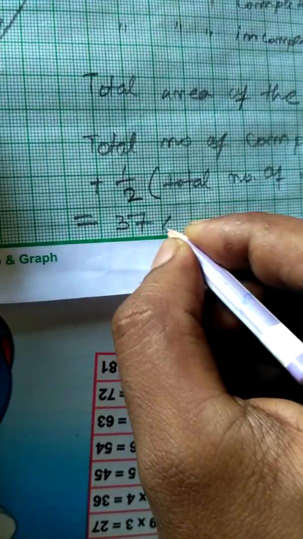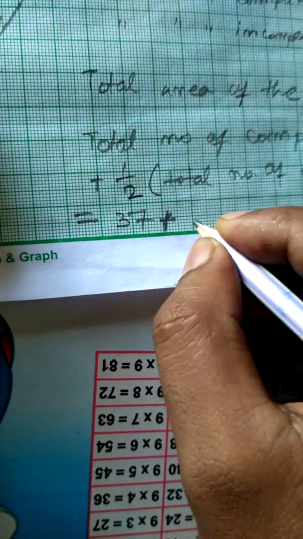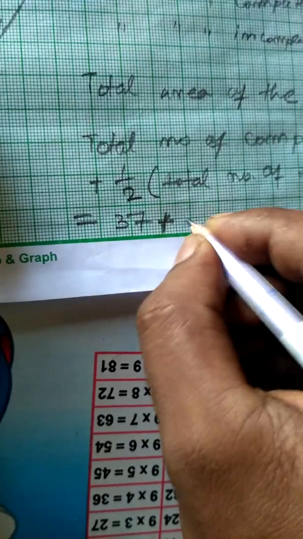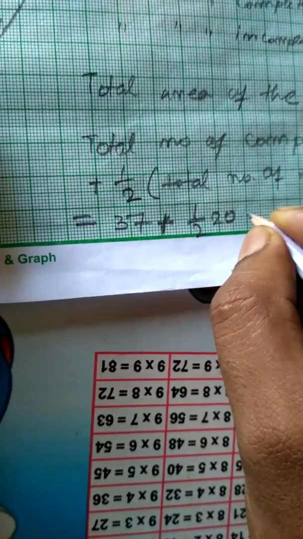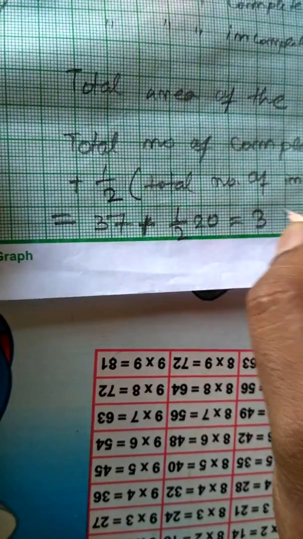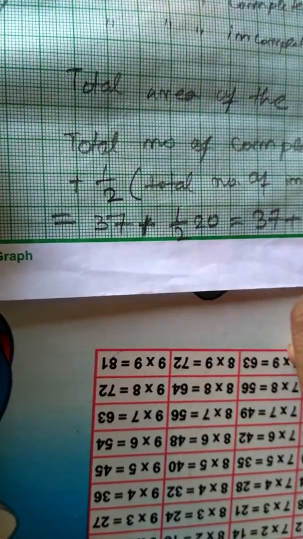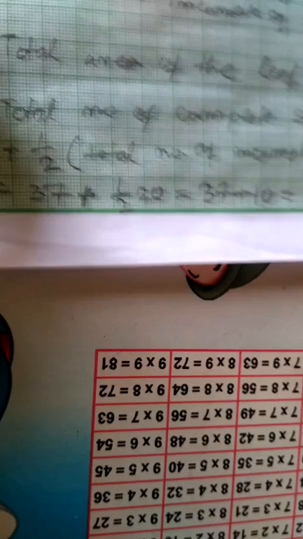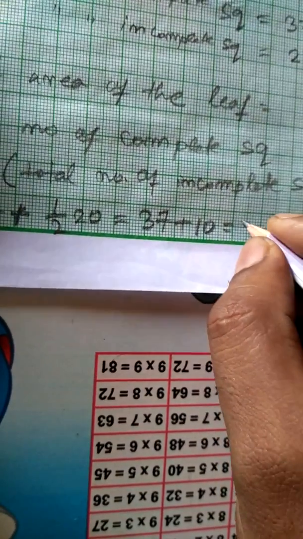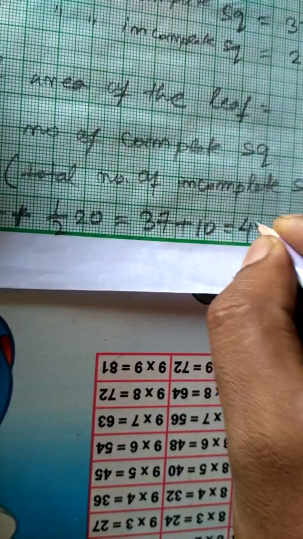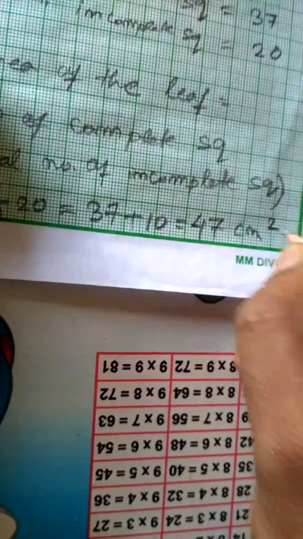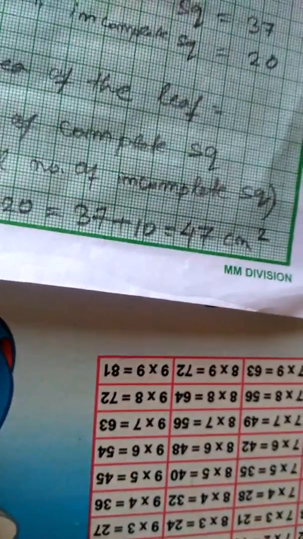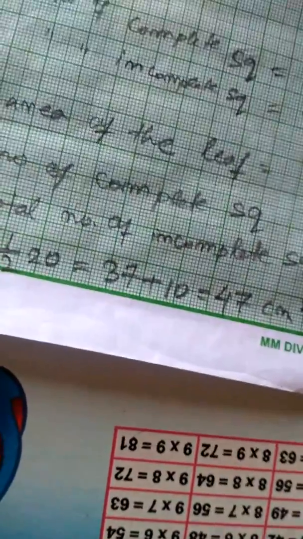Now what is the total number of complete squares? 37, and the total number of incomplete squares, plus half into 20, so that is 10. So 37 plus 10, so our answer is 47 centimeter square.